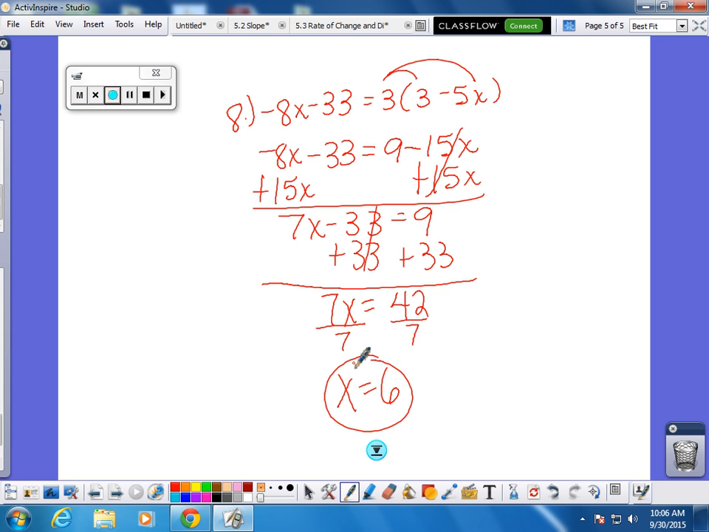I got a negative 7. Would it be negative? I don't know. I got five. Alright, let's look. These are negative, this is positive, that's negative. When I add 15x, I end up with positive 7 right here. Make sure you do that. I added 33, and that gave me a positive 42. So I think everything's positive.